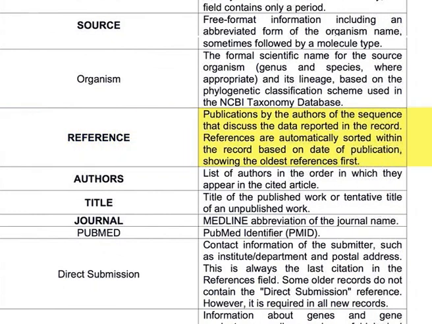Reference. Reference describes all the publications by the authors of the sequence that discuss the data reported in the record. References are automatically sorted within the record based on date of publication, showing the oldest references first. Authors. List of authors in the order in which they appear in the cited article. Title. Title of the published work or tentative title of an unpublished work. Journal. Medline abbreviation of the journal name.